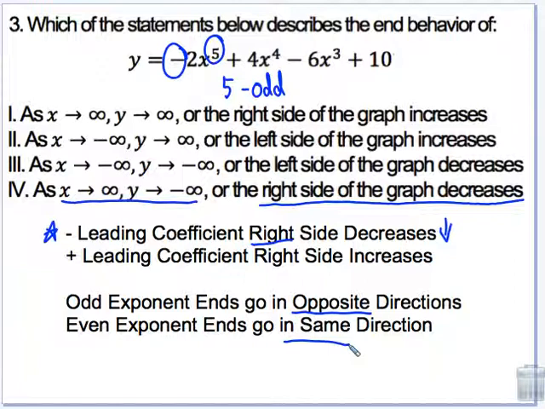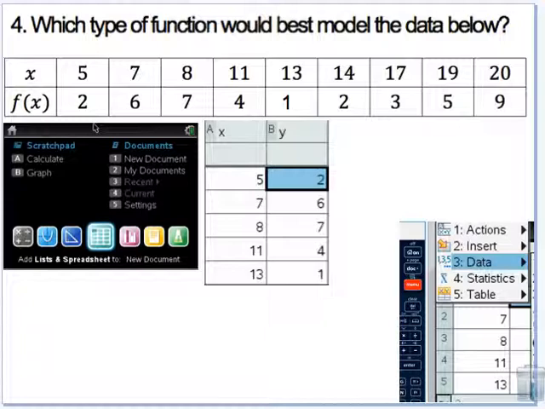So on your test, whether you have a negative or positive leading coefficient, that tells you what your right side is doing. And then if your exponent is even or odd, that tells you whether the left is going to match the right or if it's going to go in opposite directions.